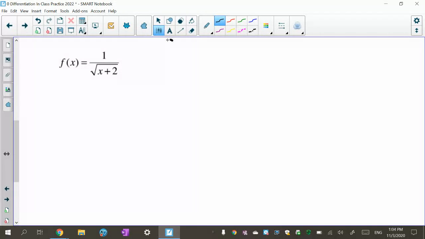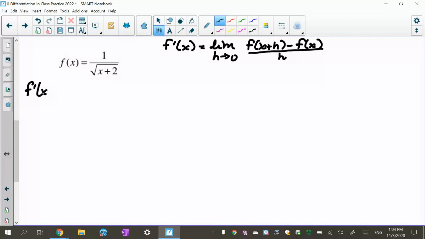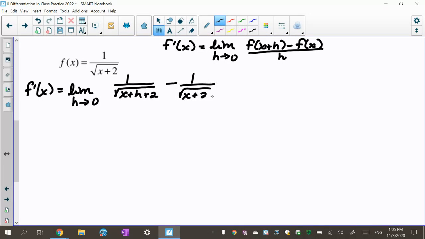So I'm still going to use the same f prime of x is the limit as h approaches 0 of f of x plus h minus f of x all over h. So I'm finding the limit with the derivative definition. So f prime of x is going to equal the limit as h approaches 0 of 1 over, now I'm just going to put x plus h in this spot, x plus h plus 2, minus, subtract the actual function, all over h. Again, like I told everybody in class, calculus is now done. The rest of this is algebra.